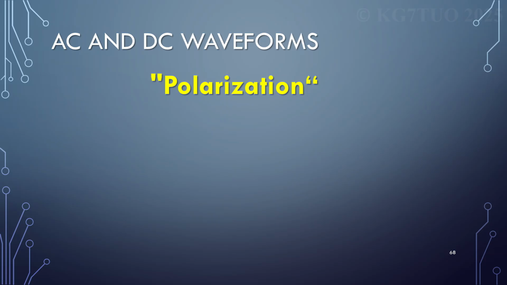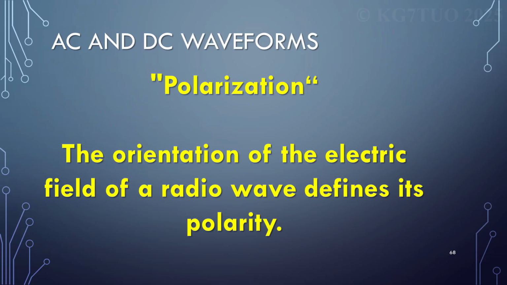Polarization in yellow. The orientation of the electric field of a radio wave defines its polarity. So the key word here is the electric field. There's more than one field you're going to deal with. Because we've all heard electromagnetic radiation. There's two components there, electro and the magnetic. So the electric field defines polarity for the radio wave.